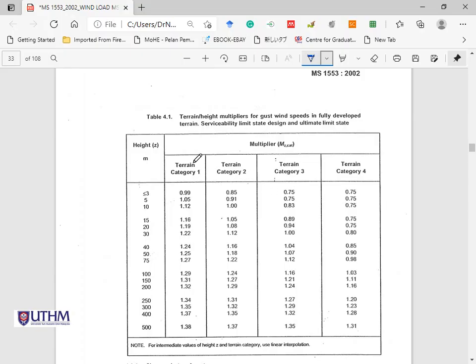Okay, so this is table 4.1, the terrain height multiplier. So this is the height. You need to calculate at the windward side and also the leeward side. Okay, so the Z, ini penting ya. So this is important, the symbol between H and also Z. If you see the Z equal to H, this is very important.